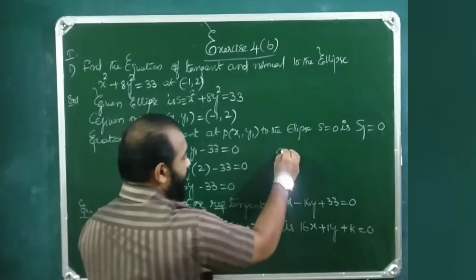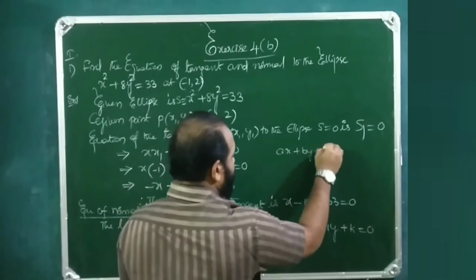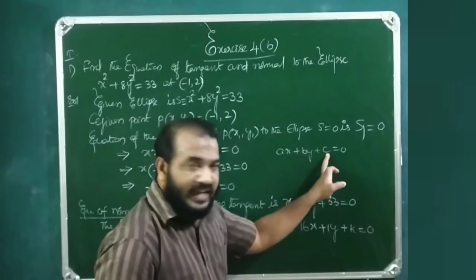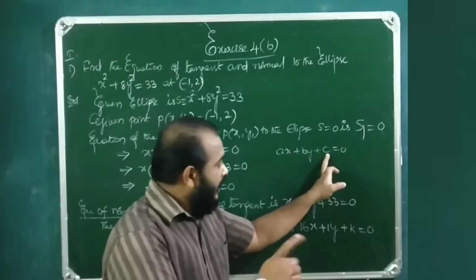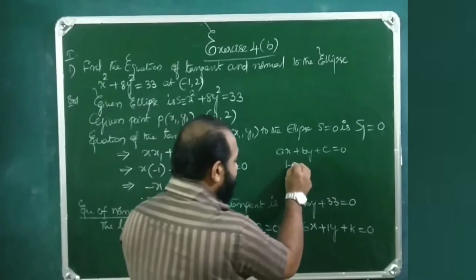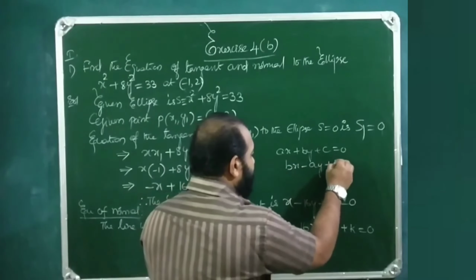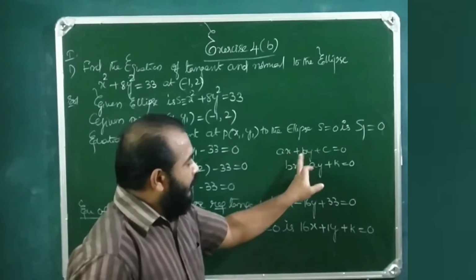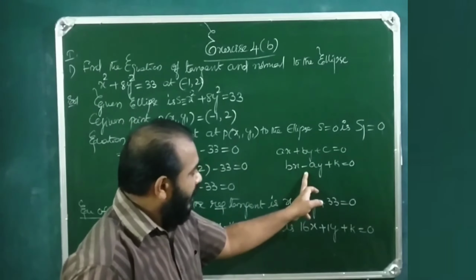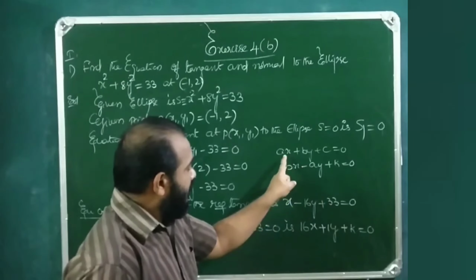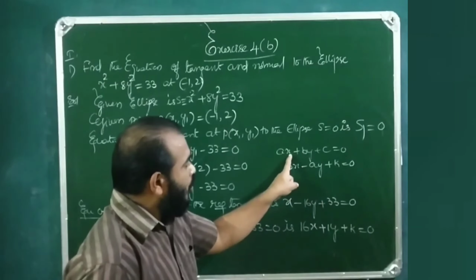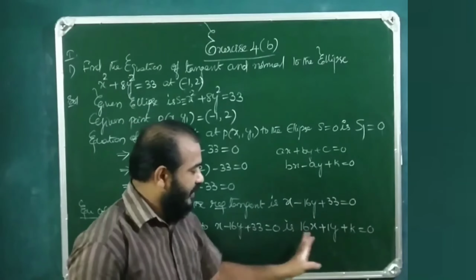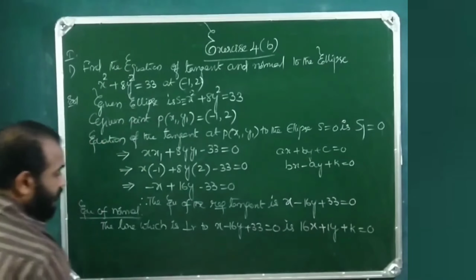Because for ax plus by plus c equals 0, the line parallel to this is ax plus by plus k equals 0, and the line perpendicular to this is bx minus ay plus k equals 0. That means the sign in between ax and by is changed, and the x coefficient and y coefficient are interchanged. So the same I have written here also.